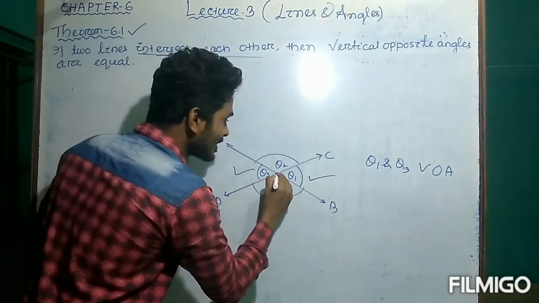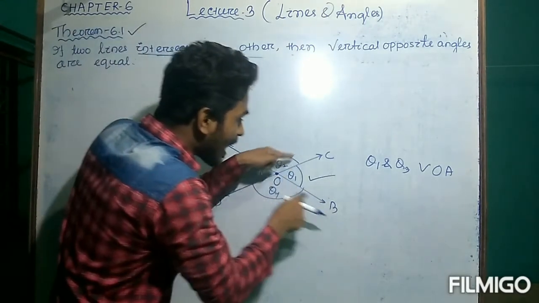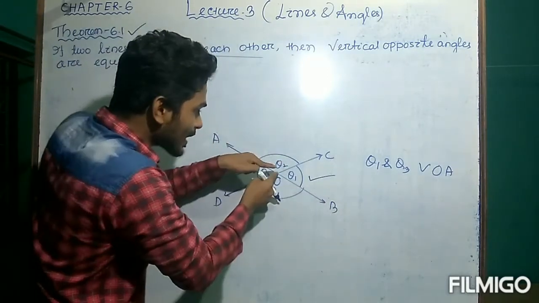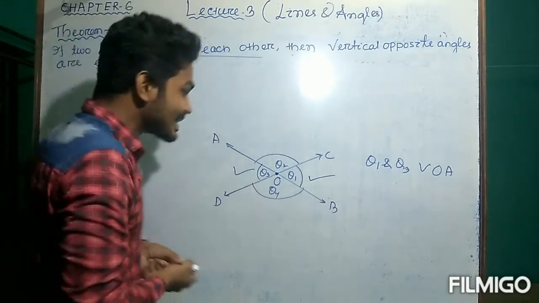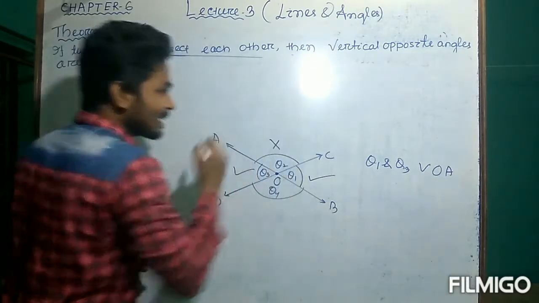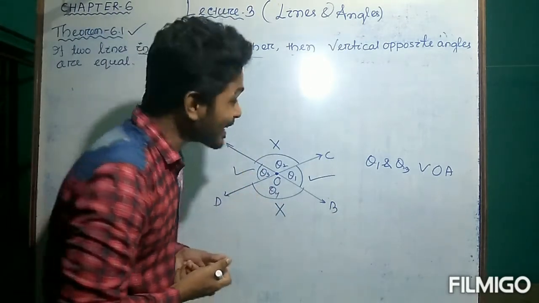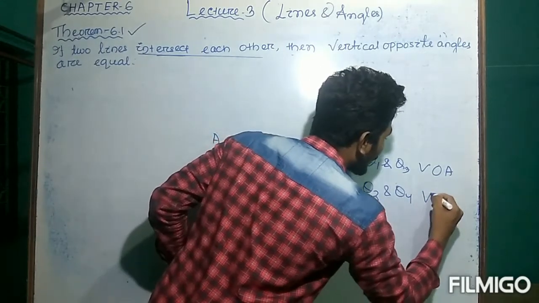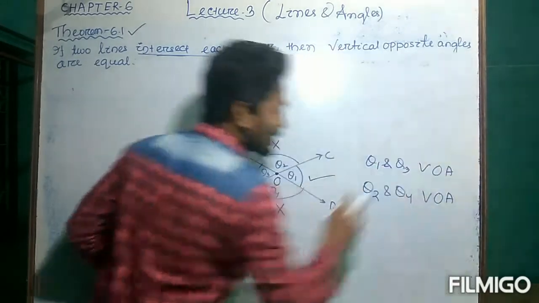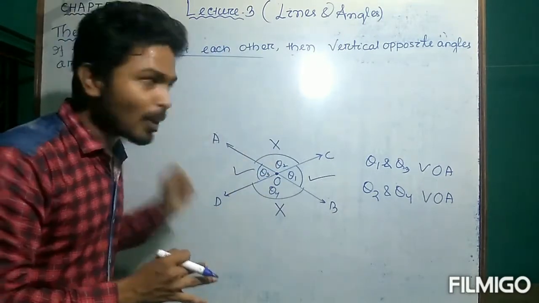And I have told you the reason. The reason is that they have a common vertex, and the two other arms form two straight lines with these two arms of the second angle. Similarly, this angle theta 2 and this angle theta 4 are also vertically opposite angles. So write theta 2 and theta 4 are vertically opposite angles. So this is the statement, given in theorem number 6.1.